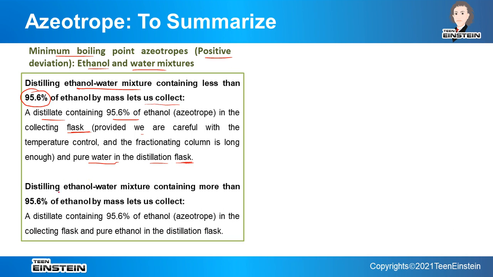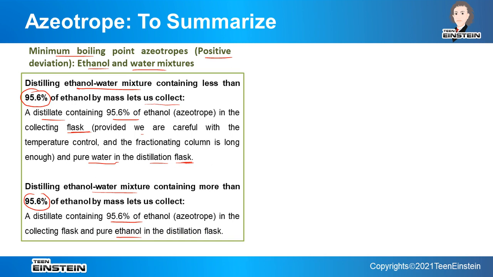Okay, and there will be remaining pure water in the distillation flask. Next possibility is if you are distilling an ethanol water mixture containing more than 95.6% ethanol. That means suppose we have 99% ethanol, 1% water. So if we start from that, what will happen? We will get a distillate which is 95.6% ethanol. That is, we will get the azeotrope in the distillate, and in the distillation flask there will be pure ethanol.